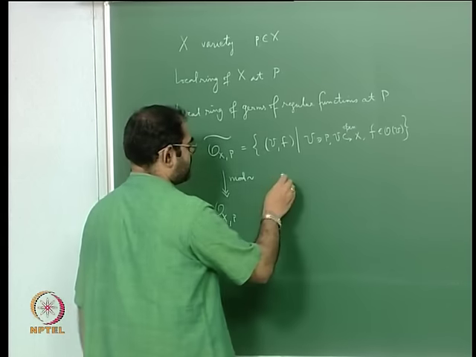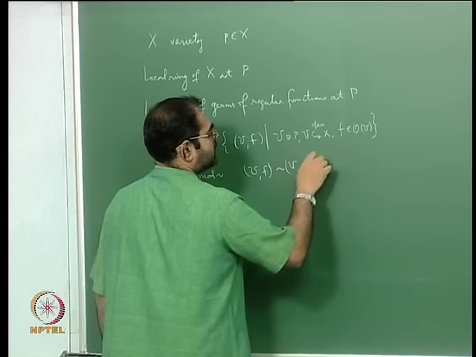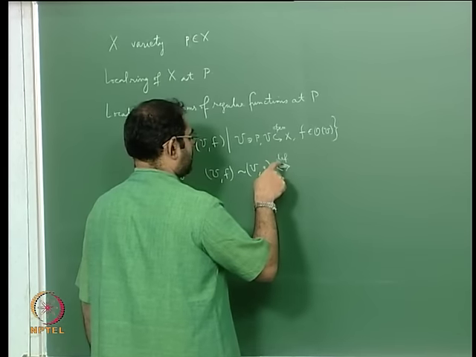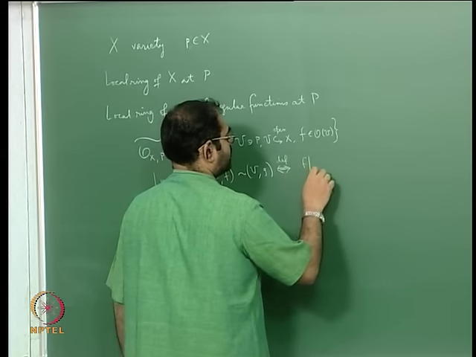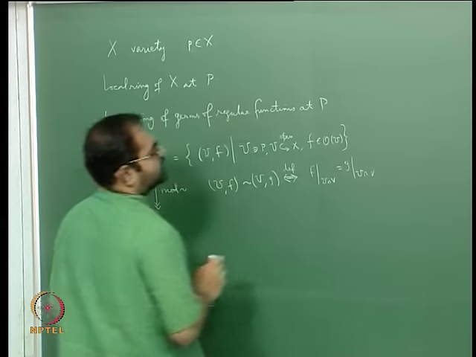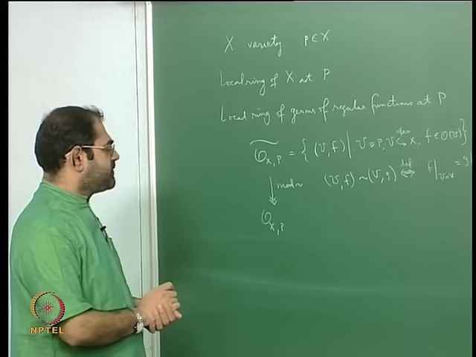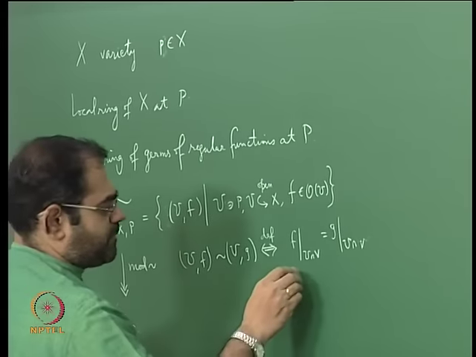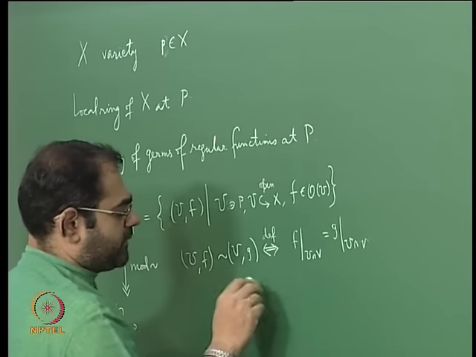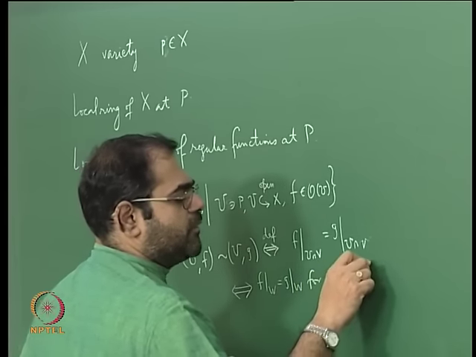And what is this equivalence relation? (U, f) is equivalent to (V, g) if and only if, by definition, f restricted to U intersection V is equal to g restricted to U intersection V. So this is an equivalence relation. You are just identifying functions on the intersection. This is also equivalent to requiring that f restricted to W is equal to g restricted to W for an open W inside U intersection V.